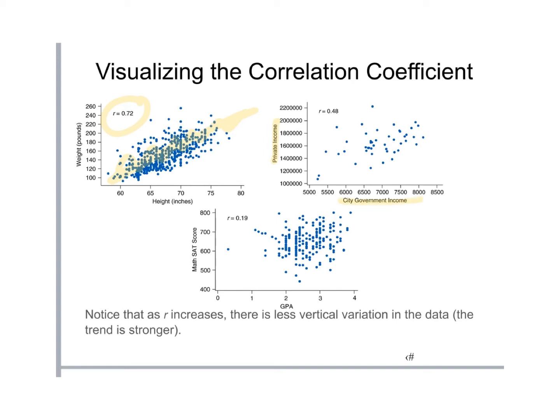The second graph right here, does private income depend on city or government income? You can still see that it's going in some kind of a positive direction, but there's a lot of scatter to it, right? There's a lot of variability. So our value is 0.48, which is kind of a weak association. Your last one, does math SAT scores depend on GPA? This one shows an even weaker association, right? It's 0.19, which is close to 0.